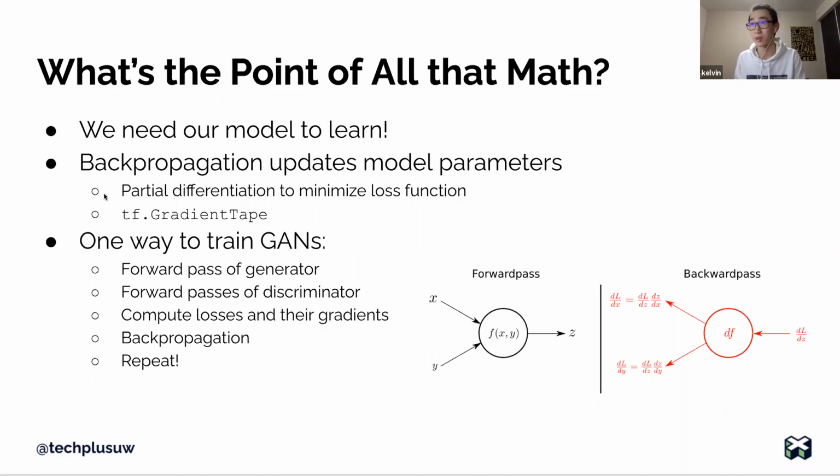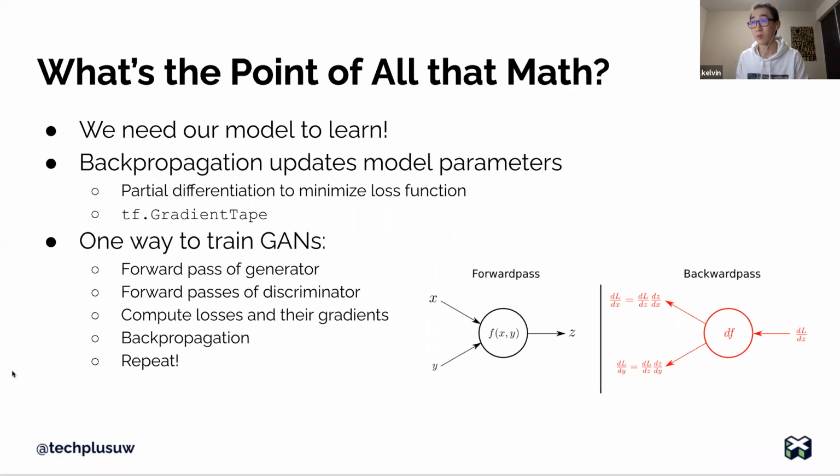But if you want to learn more about backpropagation, there are a lot of online tutorials about how it works. To summarize, it uses partial differentiation to minimize a loss function, because a loss function is basically telling us how incorrect our generator and discriminator models are. We want to minimize that over time. So we use backpropagation to fix our model and make it so that our loss function goes down over time. In TensorFlow, you can use a module called gradient tape to perform backpropagation. We'll go into that in more detail later in the notebook.